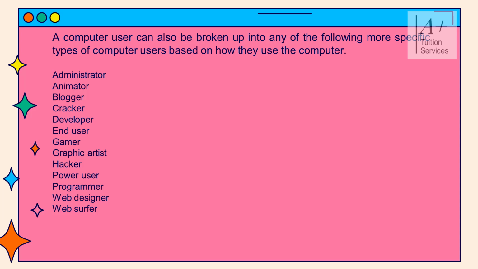A gamer, a lot of people buy PCs just to play games, and some of you may be guilty of this. Graphic artists. A hacker, and we all know that a hacker is somebody who gets into another system. Power user, a programmer, a web designer, and a web surfer. A web surfer is any general person who actually does research via the internet.